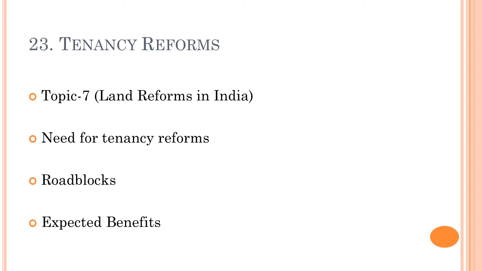First need is that significant tracts of land remain barren and uncultivated even after fragmentation of land among nuclear families. In India, nuclear families are growing, right? So what is happening? They are dividing their lands, and then the lands are so small, in our country, that nobody is growing anything there. So these lands remain barren. That necessitates the need for tenancy reforms.